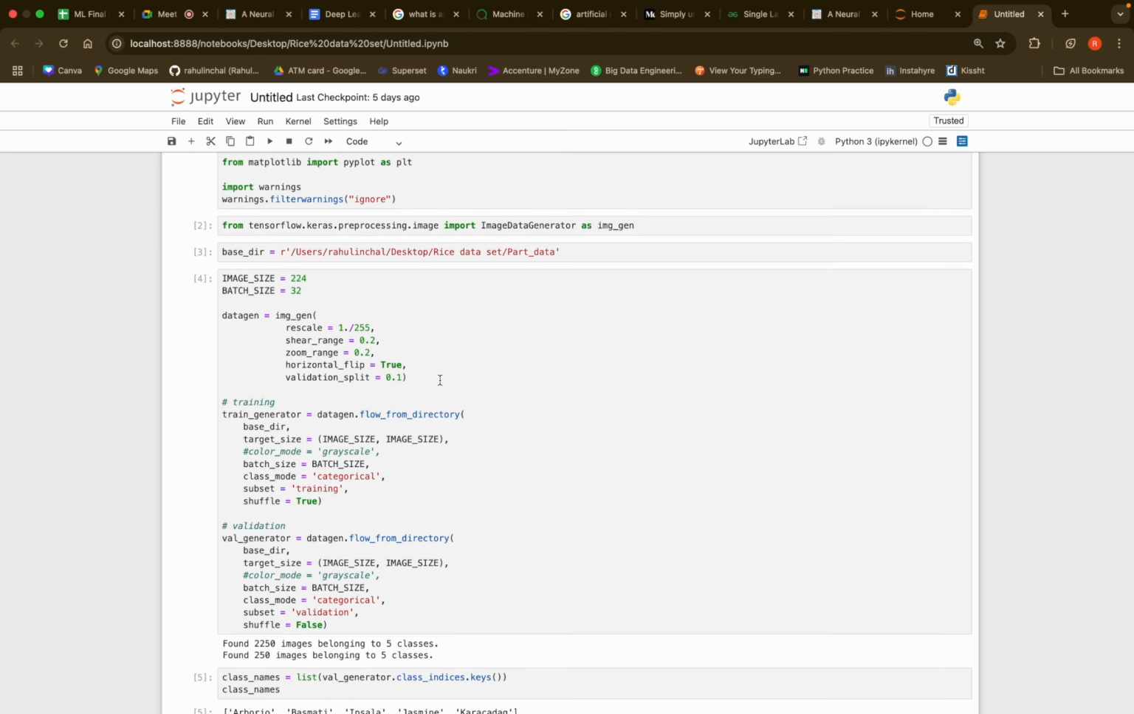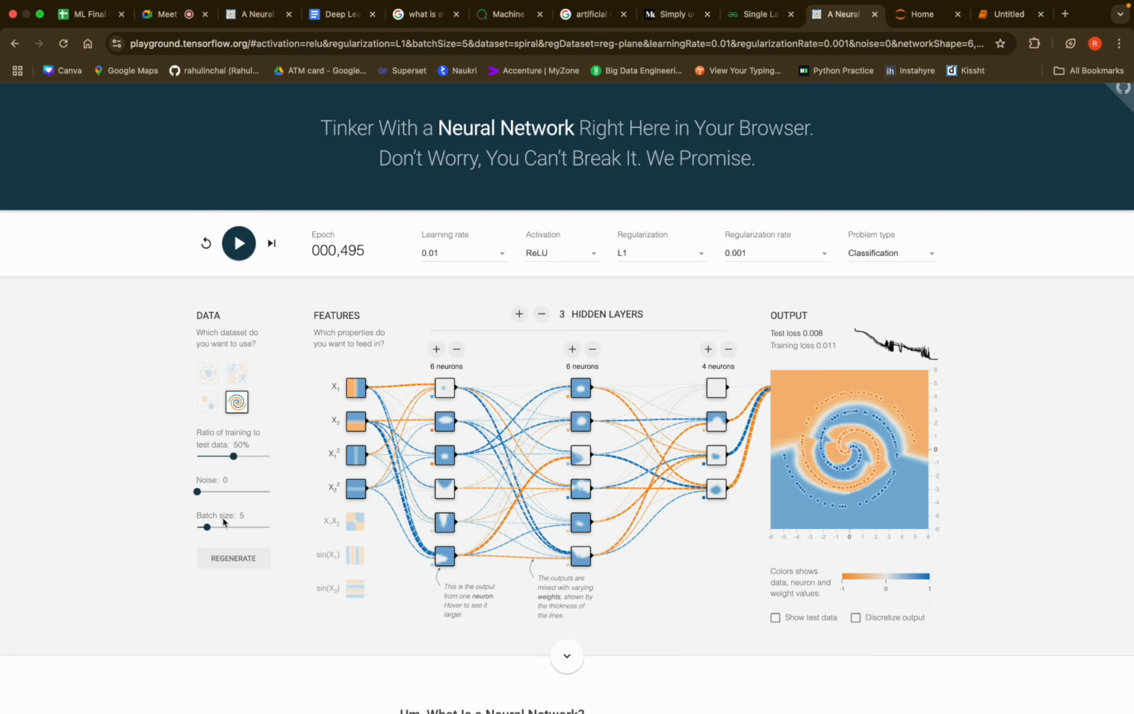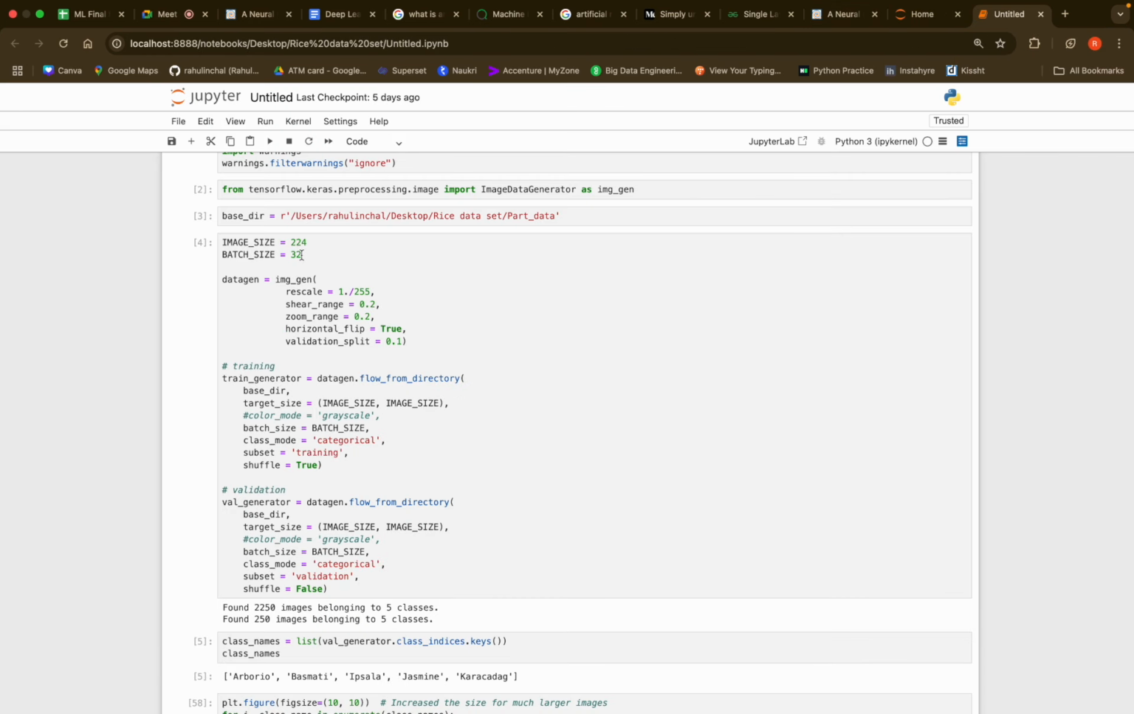I have to make a training data, test data, and validation generator. Image size I have kept as 224 by 224 pixels. You guys know about it. Batch size, like see in here, we have kept batch size as 5, which means 5 images will be fed in for one training cycle. Here I've kept it as 32, or you can keep it as say 64 as well.